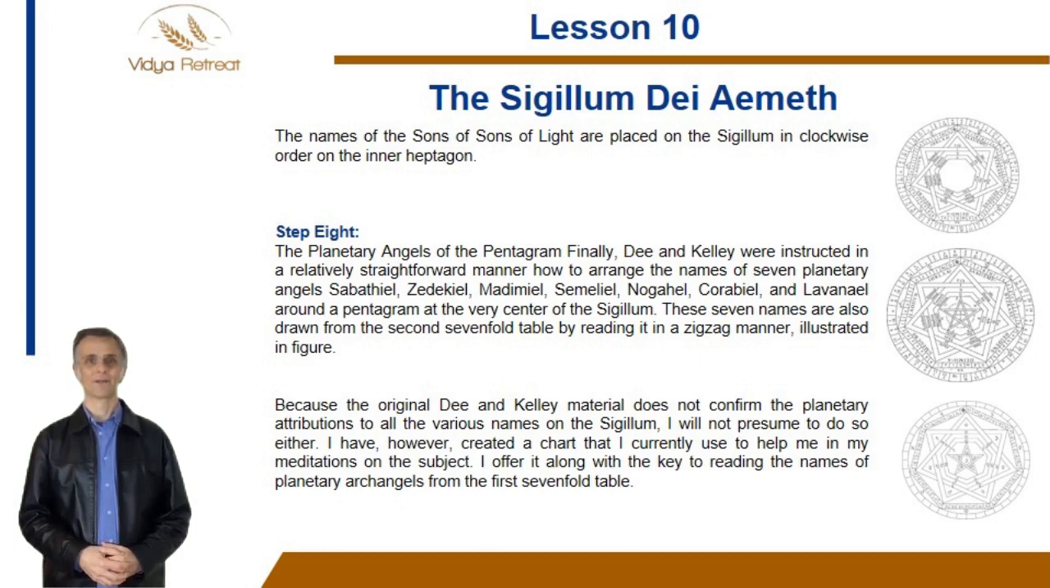These seven names are also drawn from the second sevenfold table by reading it in a zigzag manner, illustrated in the figure. Because the original Dee and Kelley material does not confirm the planetary attributions to all the various names on the sigillum, I will not presume to do so either. I have, however, created a chart that I currently use to help me in my meditations on the subject. I offer it along with the key to reading the names of planetary archangels from the first sevenfold table.